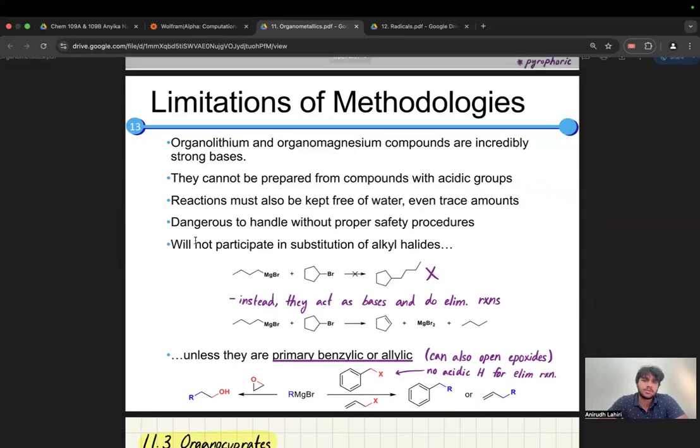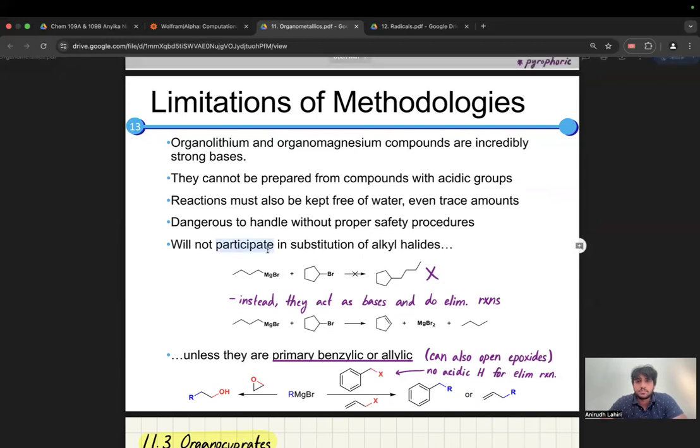Limitations of the methodology. Organolithium and organomagnesium compounds are incredibly strong bases. They cannot be prepared from compounds with acidic groups. Reactions must also be kept free of water, even trace amounts, and they are dangerous to handle without proper safety procedures. They will not participate in substitution of alkyl halides. Okay, cool.